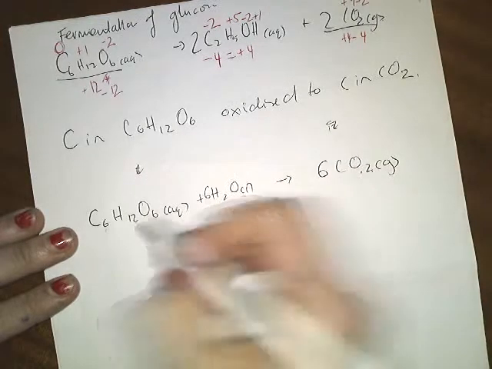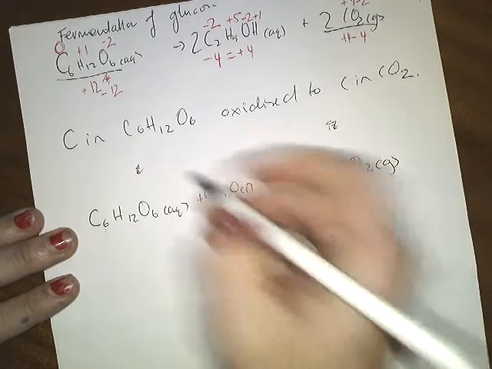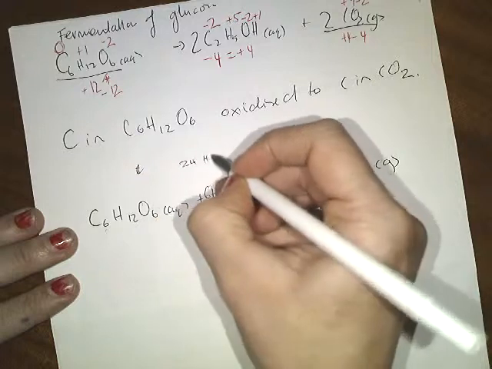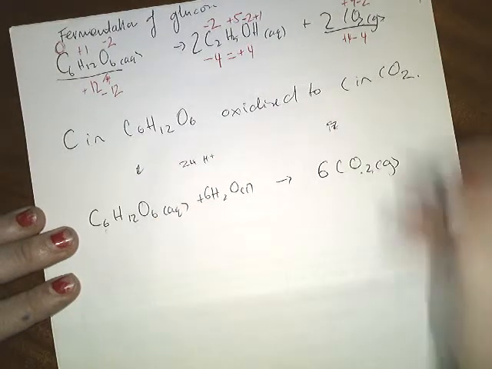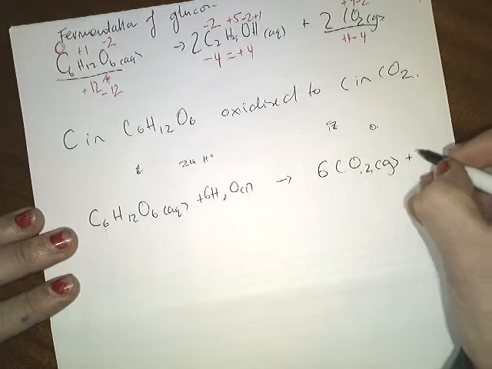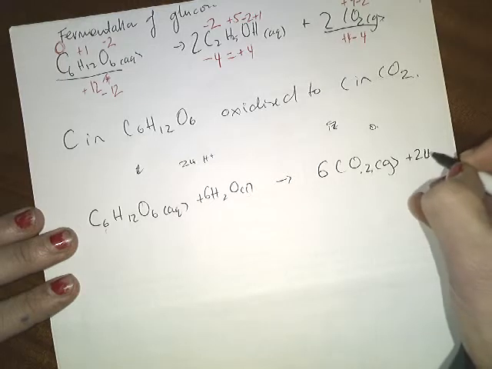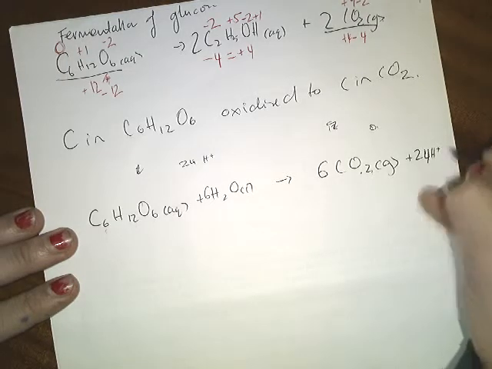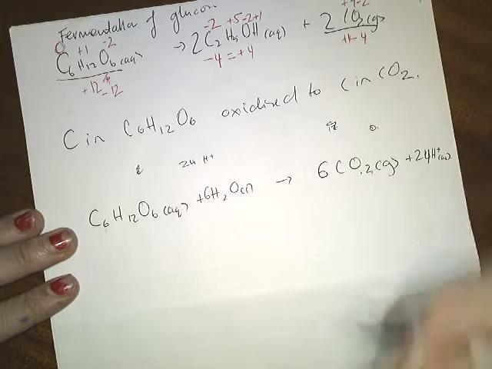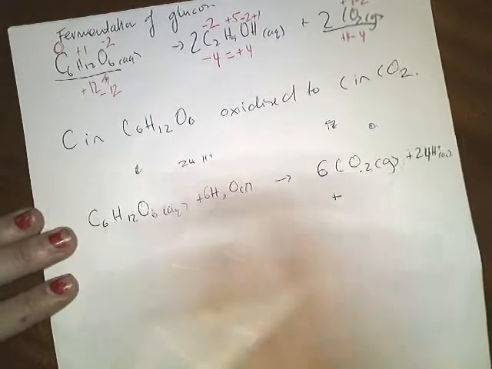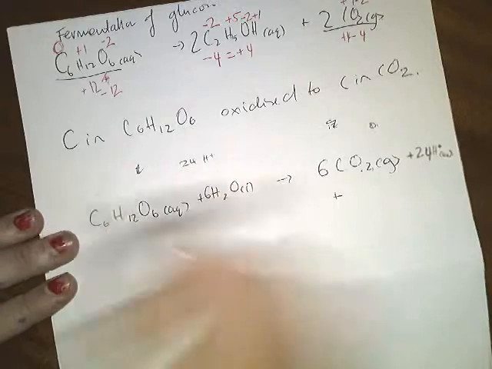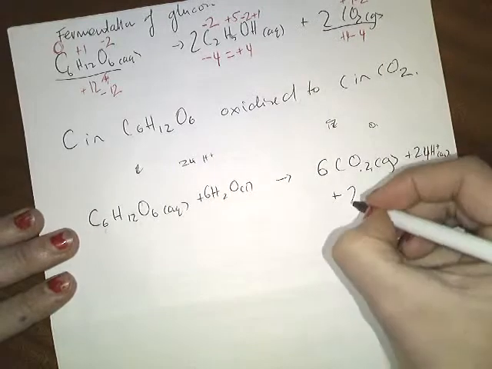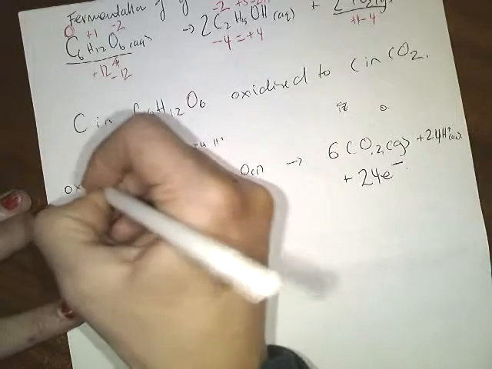Now we have 12 plus 12 is 24 H pluses on this side, and we have 0 on this side, so we need to add 24 H plus. Okay, and then we need to balance for electrons. It's very easy here because it's 0 here and 24 here, so we have to add 24 electrons. So this is oxidation.